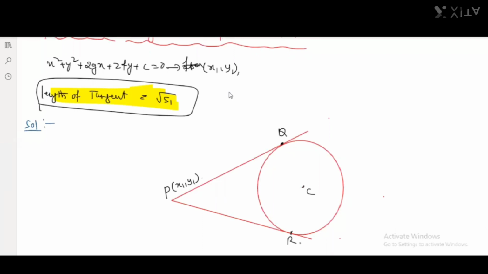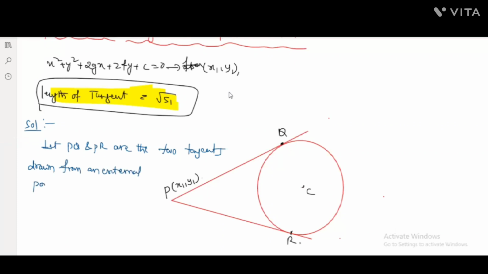So here PQ and PR are the two tangents drawn from an external point P(x1, y1). So what is the center of the circle here: minus g comma minus f, and radius will be root of g square plus f square minus c.